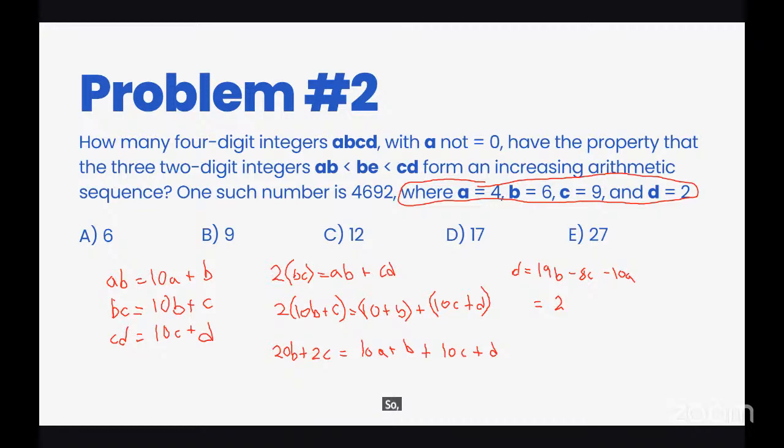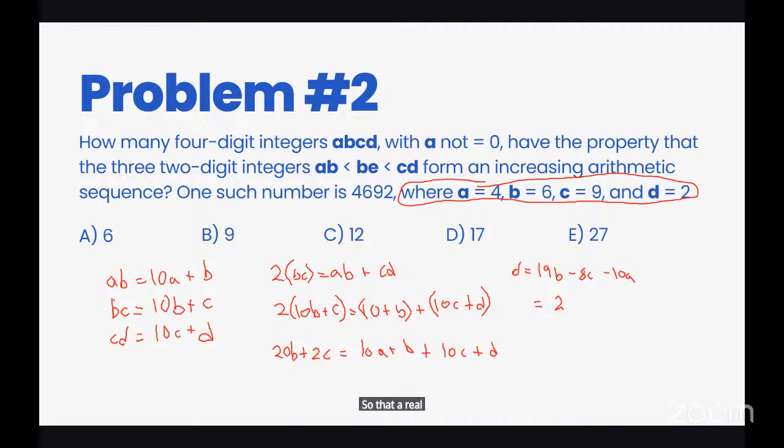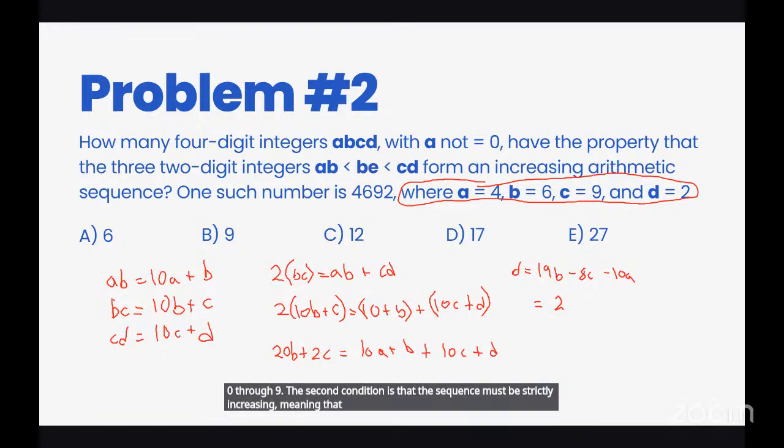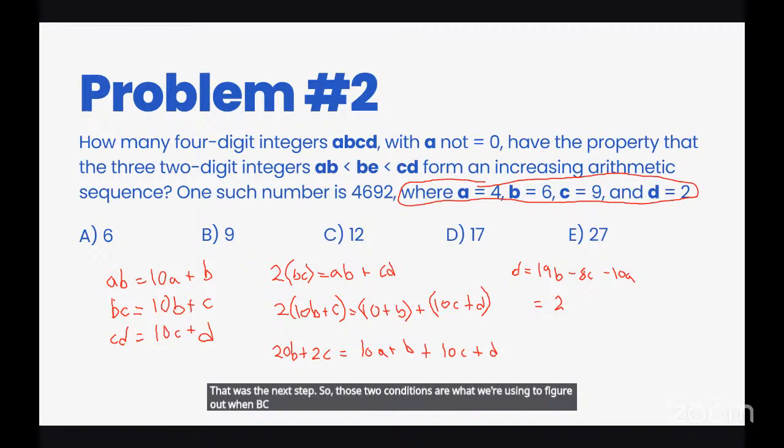So two conditions must hold for this. The first condition is that 19B minus 8C must land in between 10 and 99 so that A is a real digit 1 through 9 and D is a real digit 0 through 9. The second condition is that the sequence must be strictly increasing, meaning that C has to be greater than B. So those two conditions are what we're using to figure out when BC is a valid pair.